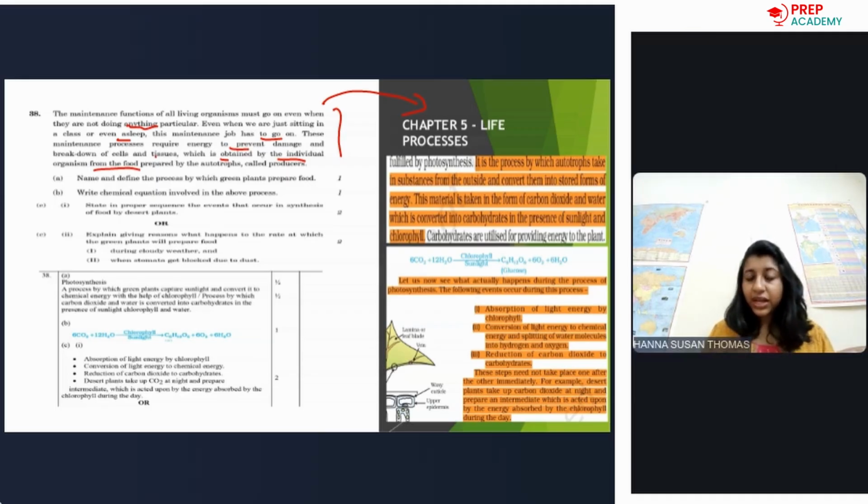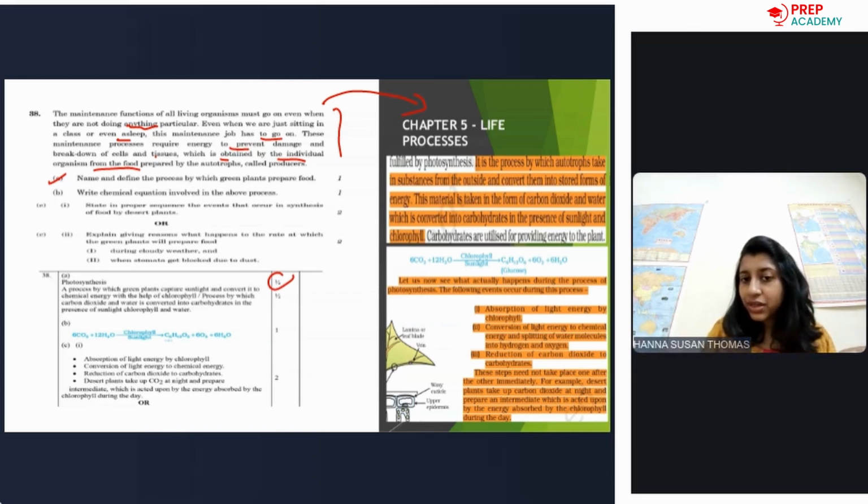So under this paragraph, there are 3 sub questions, and the third sub question has OR questions also. In the OR questions, you can either choose the first third part question or the second third part question. So, A part question, the first question under the 38th question is: name and define the process by which green plants prepare food. It's simple, right? The name is photosynthesis. You will be getting half marks for that, and you have to define that.